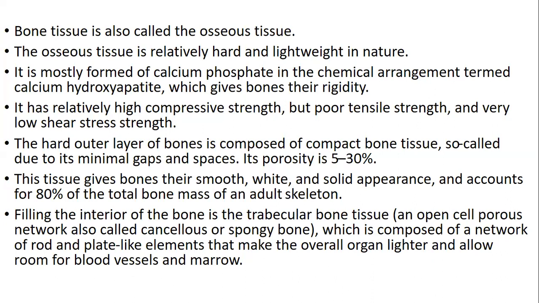The bone is also called an osseous tissue. Osseous tissue is relatively hard and lightweight in nature. The outer layer of the bones is composed of compact bone, so called due to its minimal gaps and spaces and its opacity.